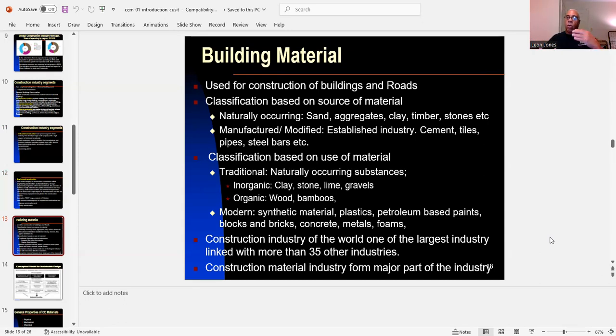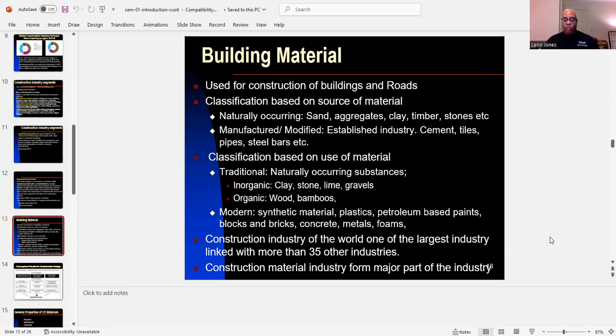I did a video on how bamboo can be used as a sustainable building construction material. But when we deal with something inorganic, talk about gravels, lime, stone, and clay. Those are under traditional. Again, those materials are traditional. And when we deal with modern, that's synthetic material, plastics, petroleum-based paints, blocks and bricks, concrete, metals, and foams.